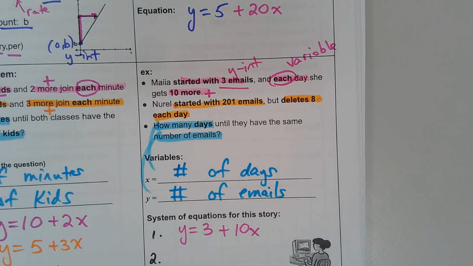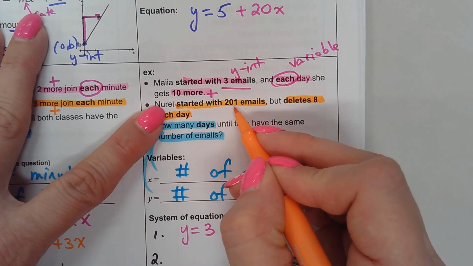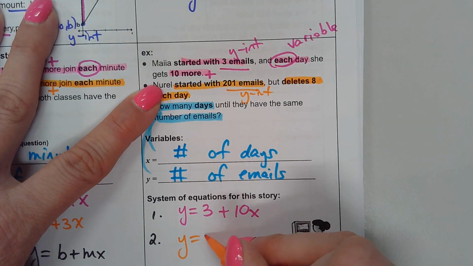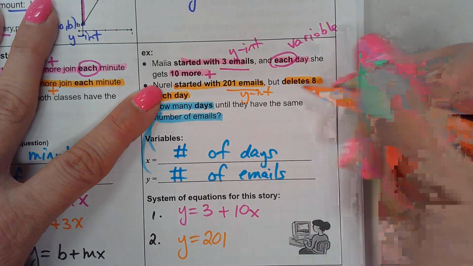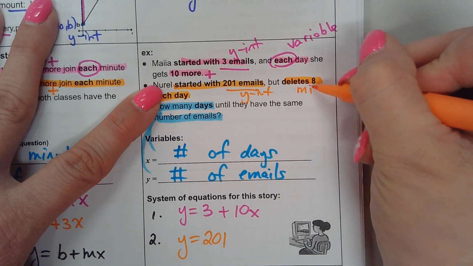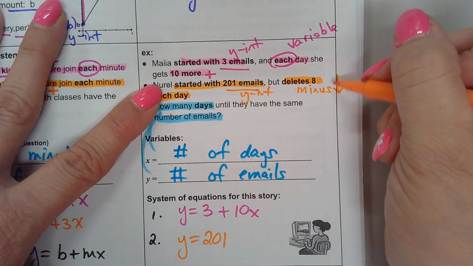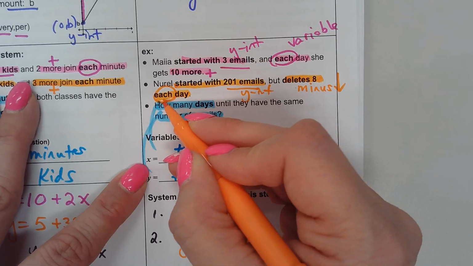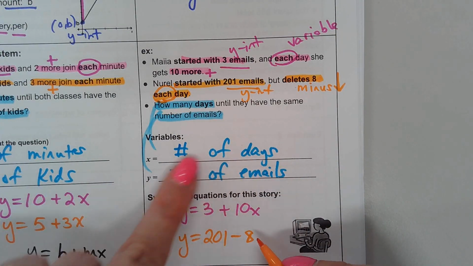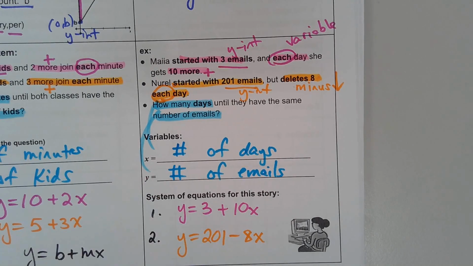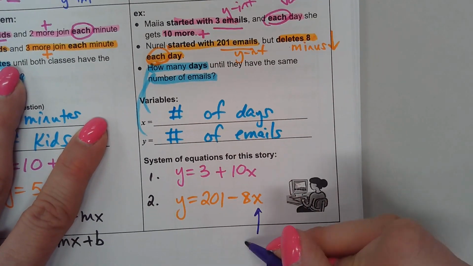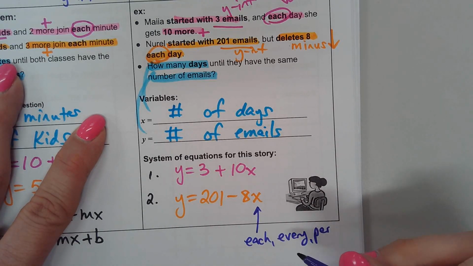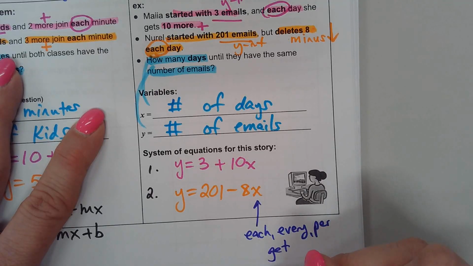And let's write the second equation, which is going to be for Narelle. He started with 201, so that's his y-intercept. Y equals 201. And delete means minus. You take the emails and they go down. Minus 8 each day. 8 emails each day is the x. Okay? So remember, whenever it says each or every or per, okay, that is where it gets the variable.